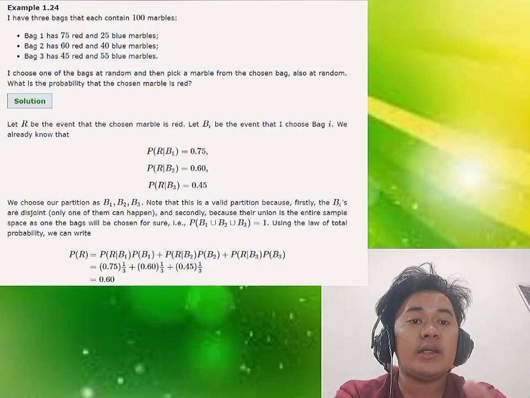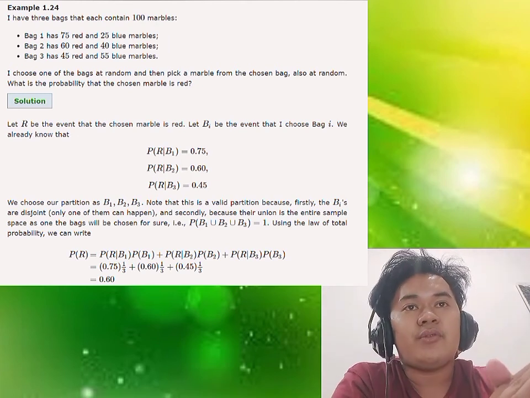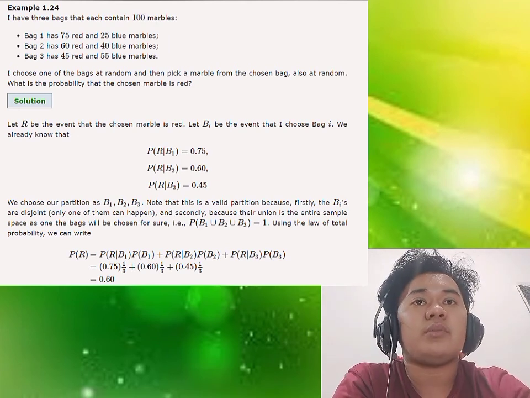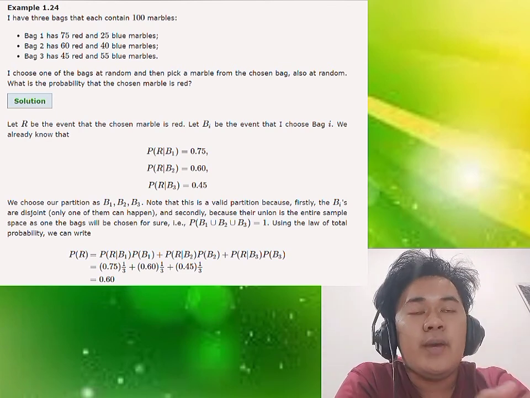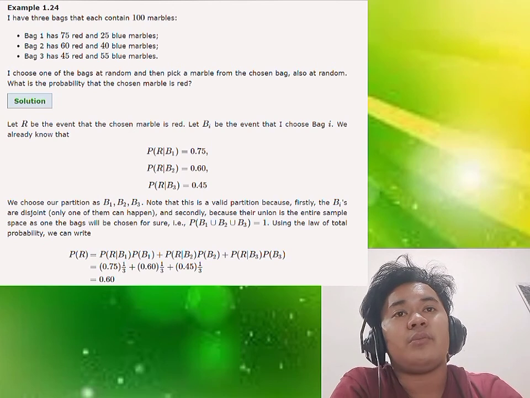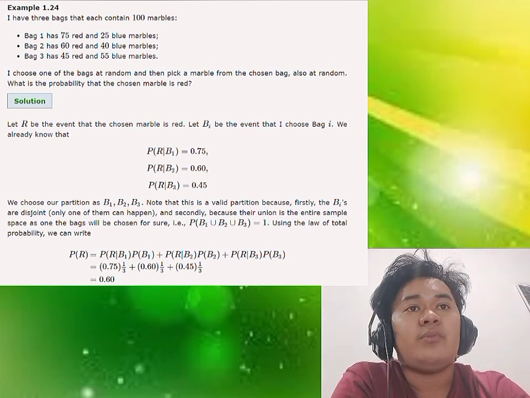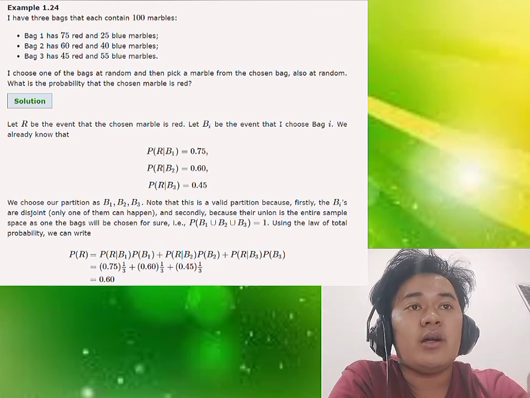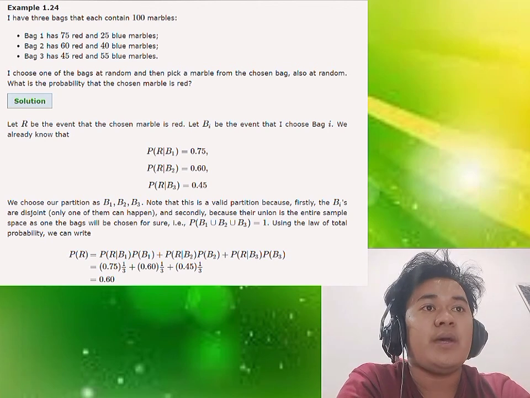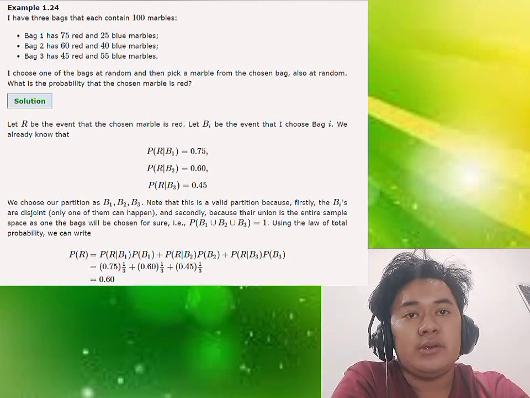So I have here an example about the partition rule. I have 3 bags that each contain 100 marbles. Bag 1 has 75 red and 25 blue marbles. Bag 2 has 60 red and 40 blue marbles, and bag 3 has 45 red and 55 blue marbles. I choose one of the bags at random and then pick a marble from the chosen bag, also at random. What is the probability that the chosen marble is red?